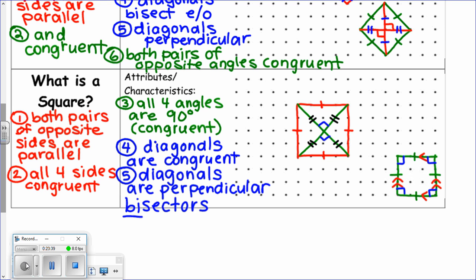All right, so that is all of your attributes of a square. Go ahead and pause this video and raise your hand if you have any questions.